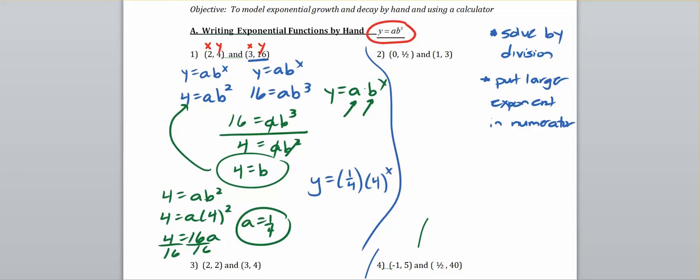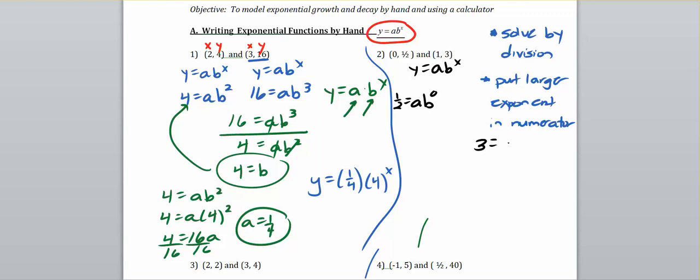All right, second problem. If you plug in for y equals ab to the x, I'm going to plug in y is 1/2 equals a times b, x is just 0. All right. My other equation, I'm going to write down here, y, whoops, my y is what, 3? Let me erase that.